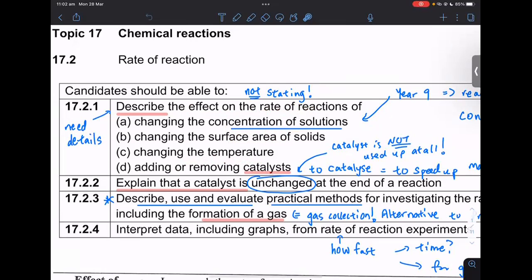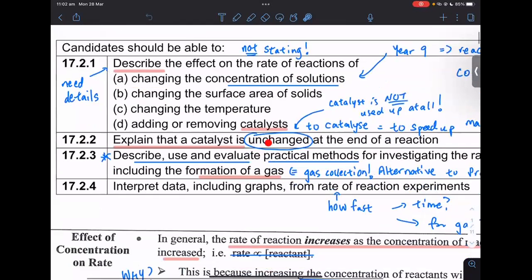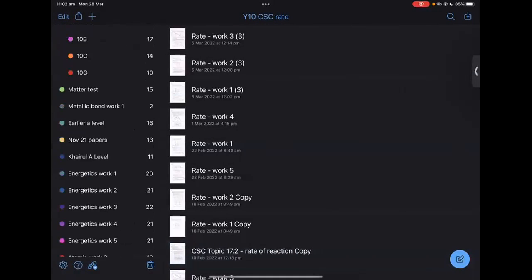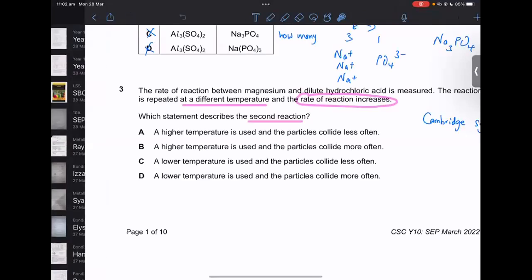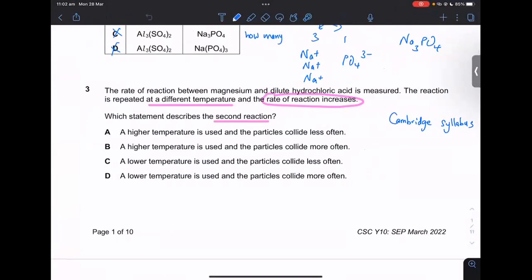When you use a catalyst, rate will increase. It becomes faster with a catalyst. But a catalyst is not used up because it is not a reactant. It speeds up the reaction. It is unchanged at the end of reaction. Explain that a catalyst is unchanged at the end of a reaction. Well, we will come back to this later on, because this is just a review of your syllabus, since you have done the syllabus itself.